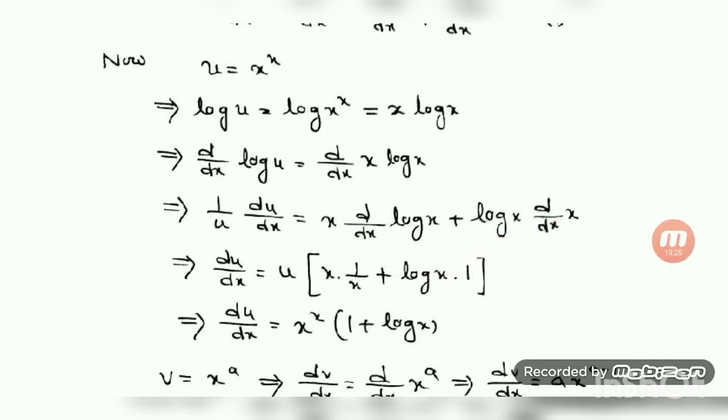Now after that I just bring this y to the right side. u = x^x, d/dx of log x is 1 by x, log x, d/dx of x is 1. Then put the value of x to the power x, this is 1 plus log x. Okay, so du/dx is done.